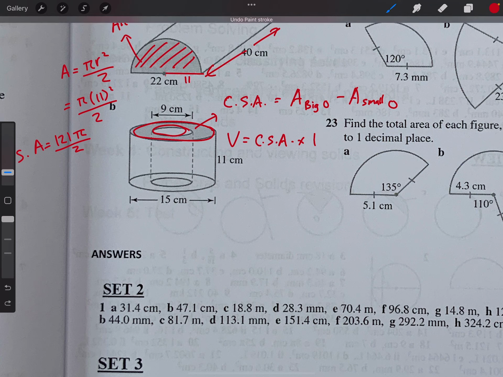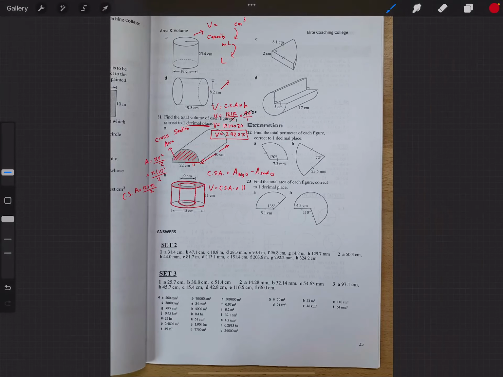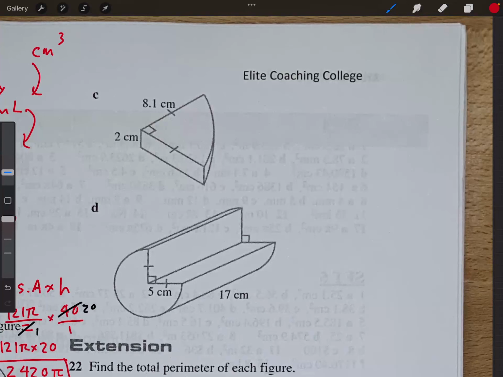Another way you can do it is you find the volume of the entire big cylinder, and then you find the volume of the small cylinder and you do a subtraction, and that'll give you the volume of this solid. Alright, next question. To find the volume of this shape, I'm going to find the area of this cross-section area. This is the cross-section area. And then I'm going to multiply it downwards by 2.